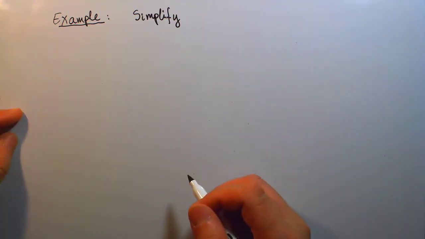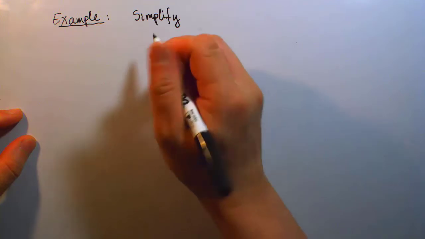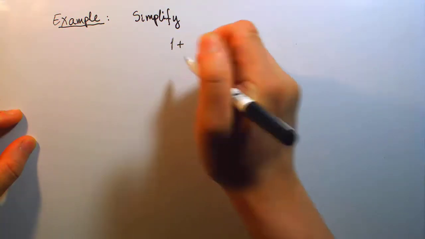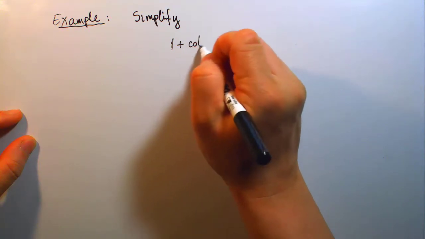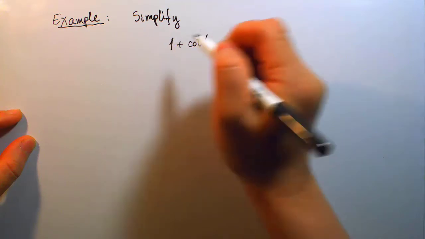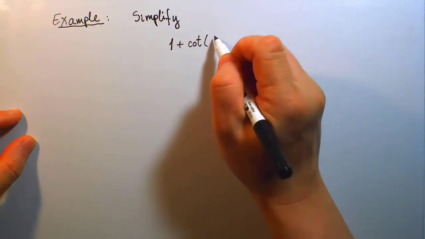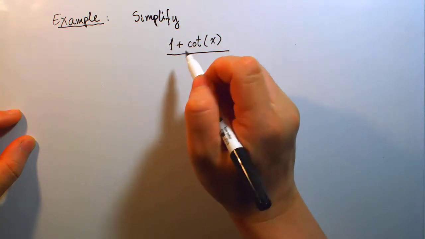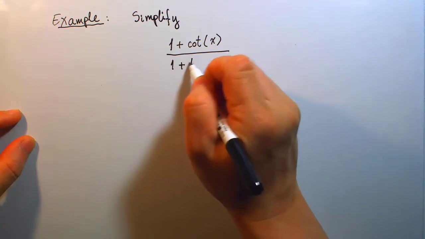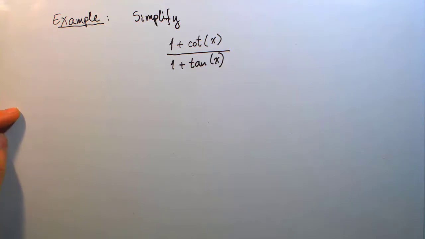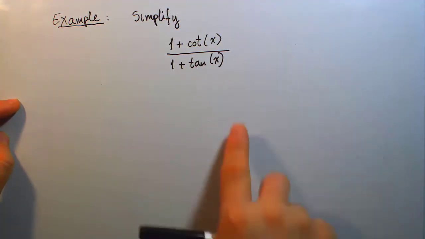All right, and in a different example, let's simplify the expression 1 plus cotangent of, and let's say we have been using theta for a long time, so why don't we switch to using a different variable's name? So how about a cotangent of x divided by 1 plus tangent of x. And let's figure out a way to simplify this.